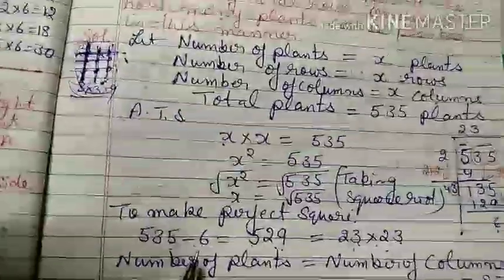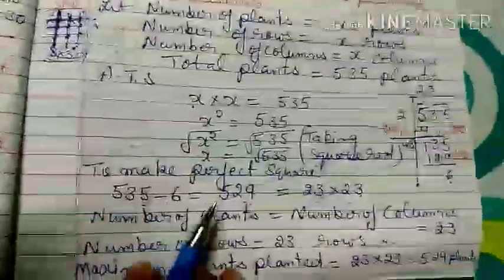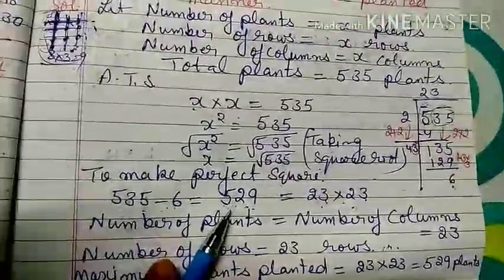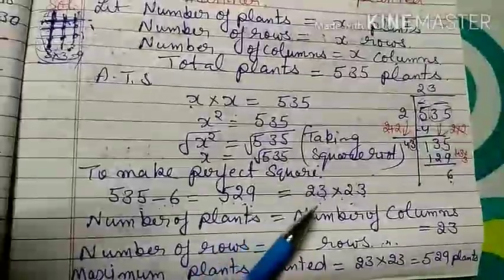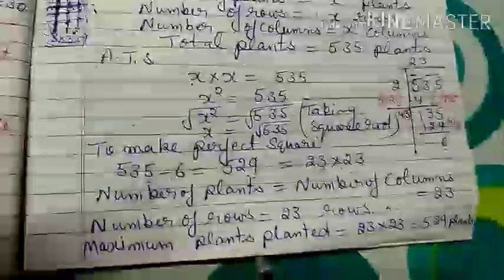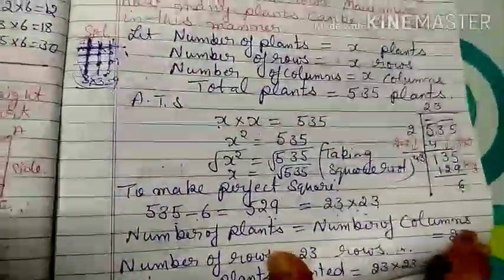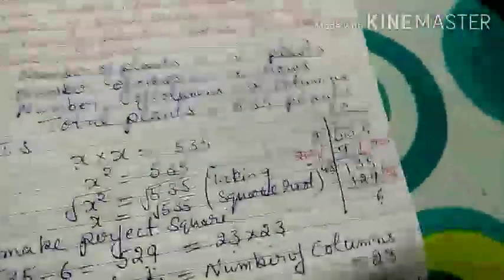So we will move to the least number that we subtracted from 535 that converted it to the perfect square, that is 529. 23 into 23 gives me 529. Then the maximum number of plants planted is 529 plants in the garden. I will explain the short way.